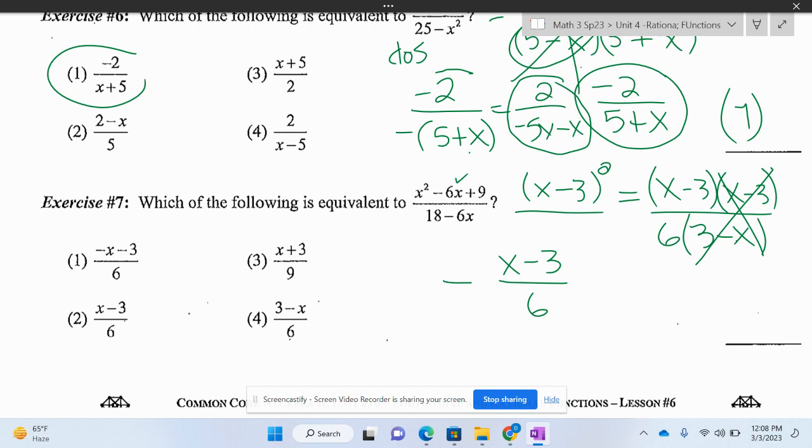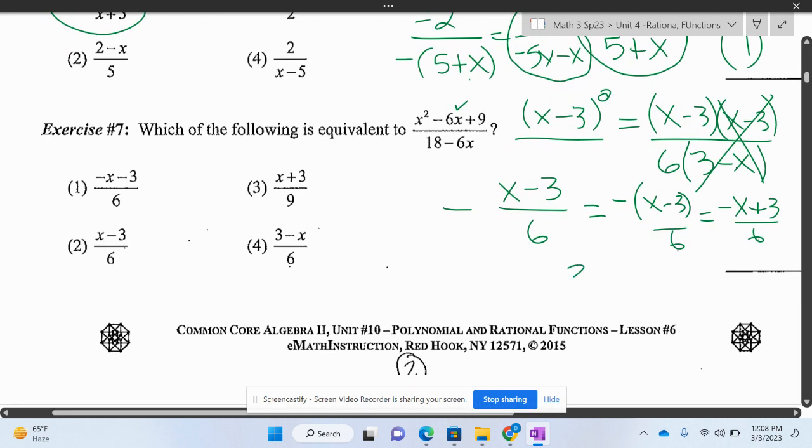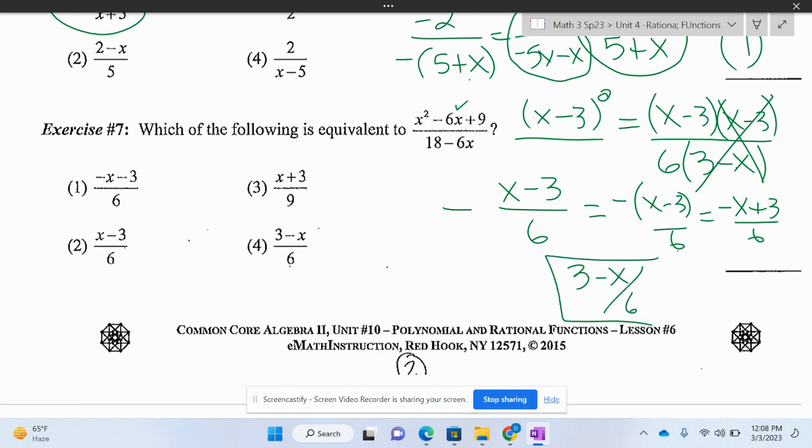Well, notice that none of my denominators are negative. So it has to get moved up to where? The numerator. So negative times x minus 3 is actually negative x plus 3. All of these are over 6. And is there another way to write negative x plus 3? Sure. 3 minus x over 6. And I think that that is number 4, right?